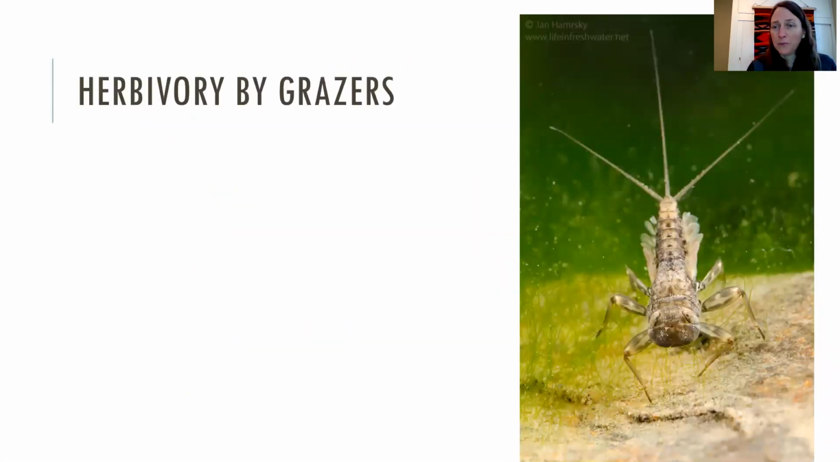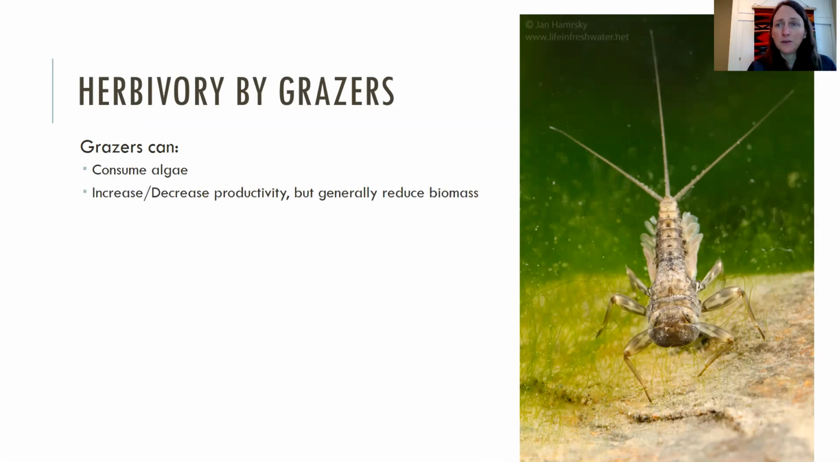Here is an invertebrate grazer or an herbivore. So these grazers can consume algae. They can increase or decrease the productivity of the algal community. So in general, they reduce the biomass, but sometimes that promotes the growth, and so they actually produce more. So productivity goes up. If they graze things almost to extinction, then of course productivity would go down.